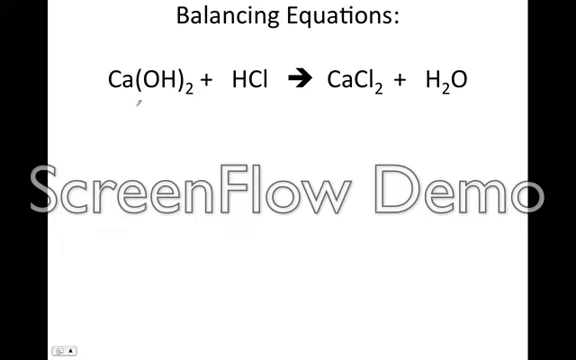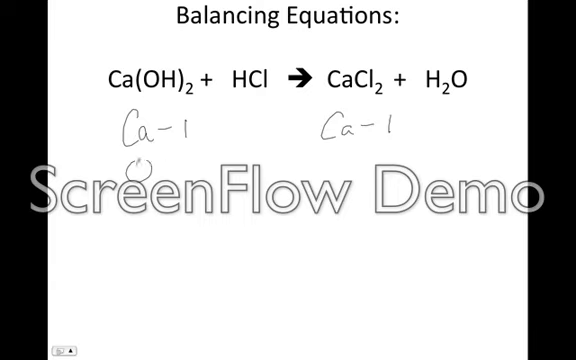And the best way to look at balancing an equation, at least to start, is to use what's called the accounting method. So let's count the number of atoms of each element on each side of the equation, and then we'll balance the equation from there. So let's consider calcium. If we look at the equation, we have one calcium on each side of the equation. So calcium is the same on each side.